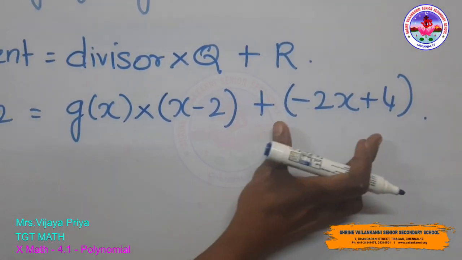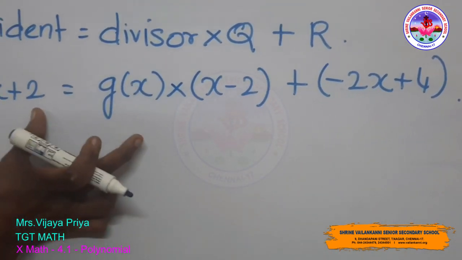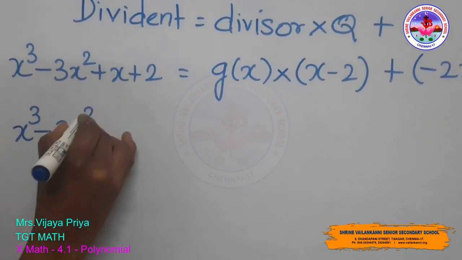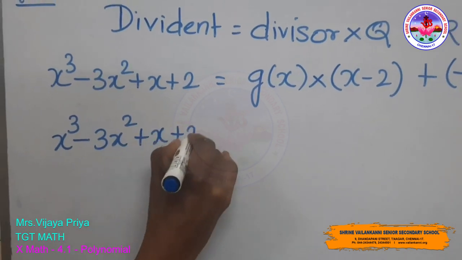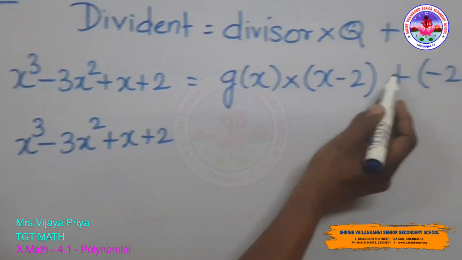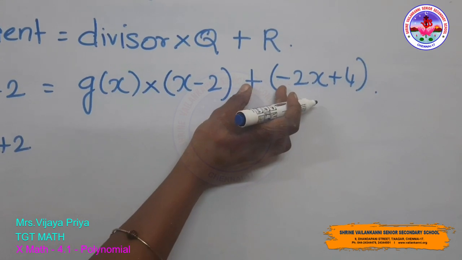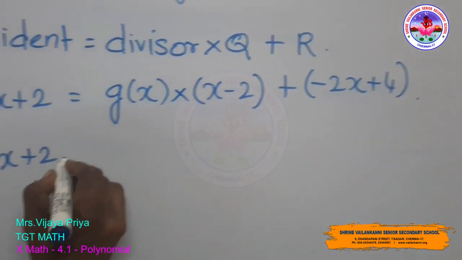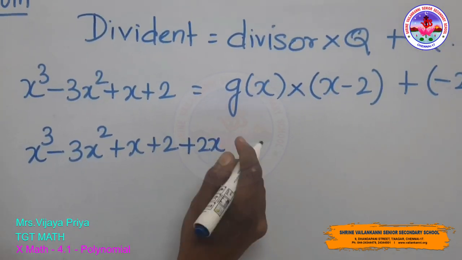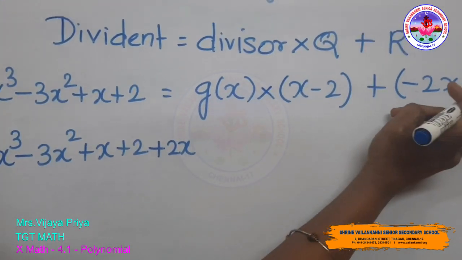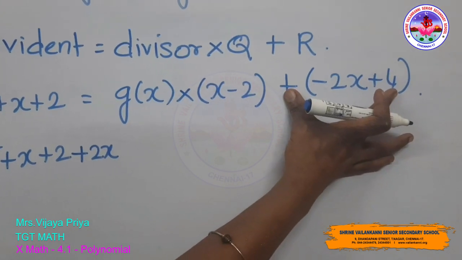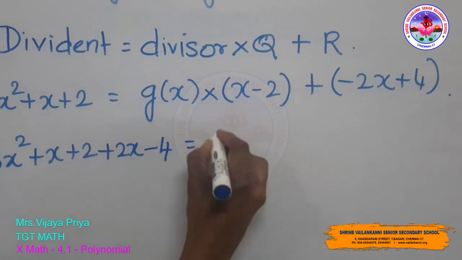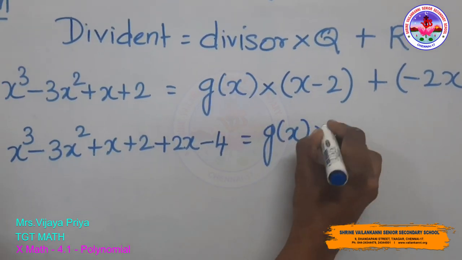Now I am going to take my remainder to the other side. So I will get x cube minus 3x squared plus x plus 2. So where you have plus into minus, you will have minus. So minus 2x, when it comes to the other side, it becomes plus 2x. Plus into plus 4 becomes plus 4. So when it takes to the other side, it becomes minus 4, which is equal to g of x into x minus 2.